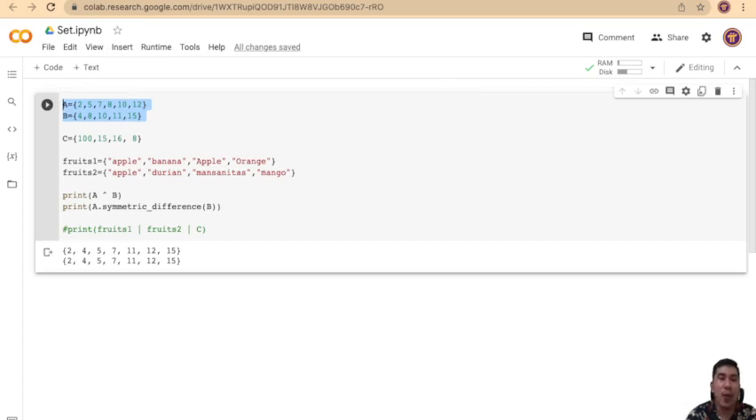All right. So I guess that would be all for difference and symmetric difference of sets using Python sets.